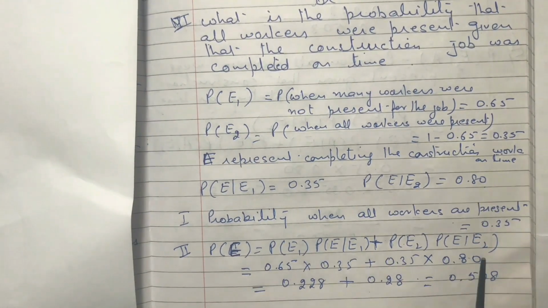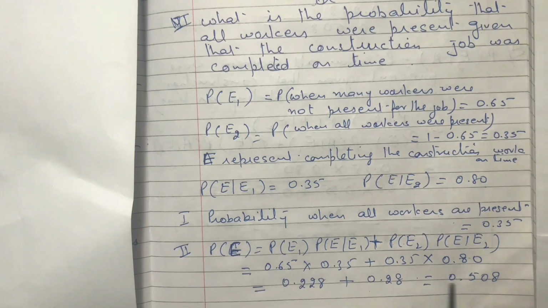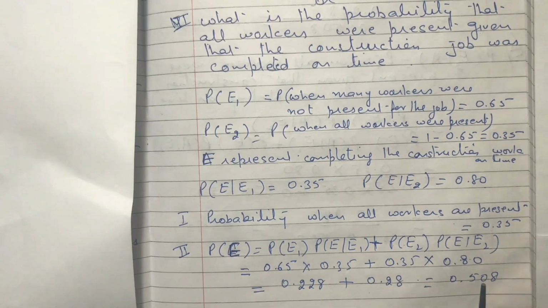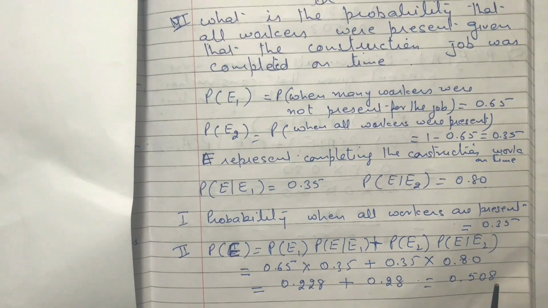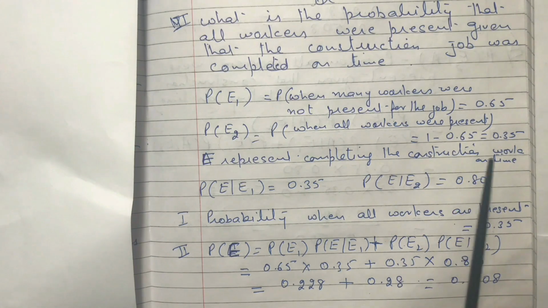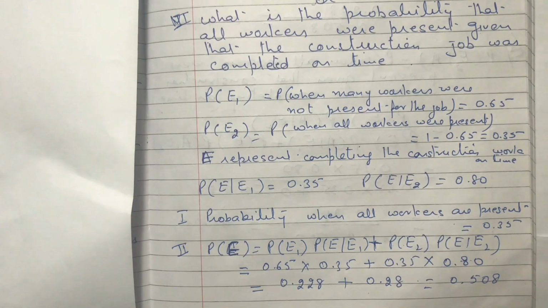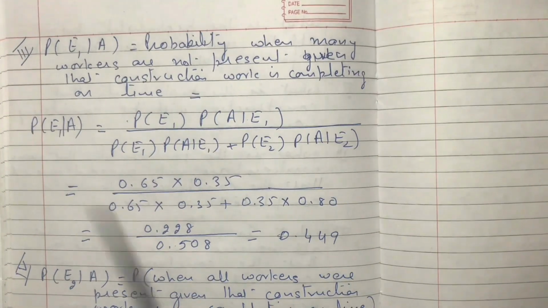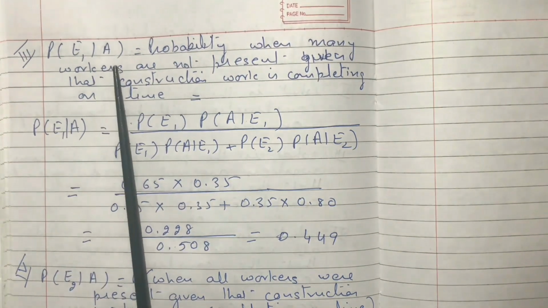And you substitute the values. Calculate it, you will get 0.508, and that is the answer. Now on the next page, I'll answer the third part. Now what is the third part? Probability of E1 given A.